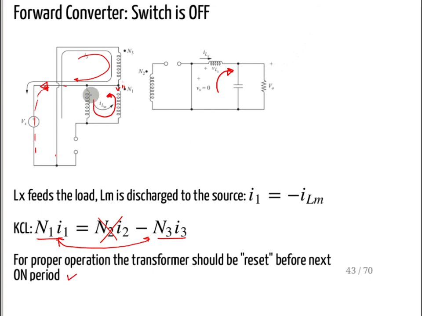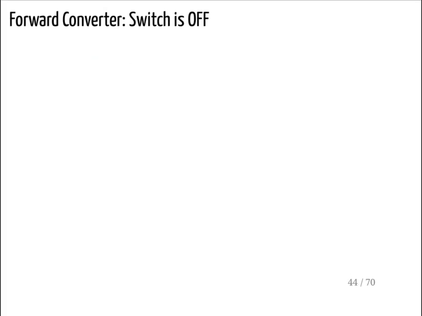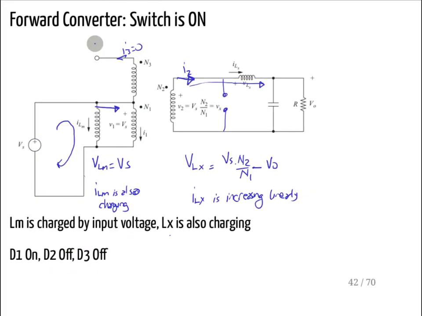Now you want to demagnetize LM completely, and you have time until the next turn on period. So let's try to write again the equations during on and off times. For the sake of completeness, let's start with the switch on first. Okay, it's off first, but let me write the switch is on condition.